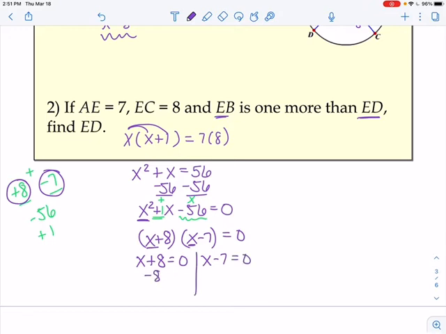So on the left one, we'll subtract 8 from both sides, and x is going to equal a negative 8. And on the other one, we're going to add 7 to both sides, and we'll have positive 7. Okay, again, can't have any negative numbers here. If you're talking about the measure of a segment, it can't be negative 8 units long. So we're going to ditch the negative answer, which means your only viable answer here is going to be 7.